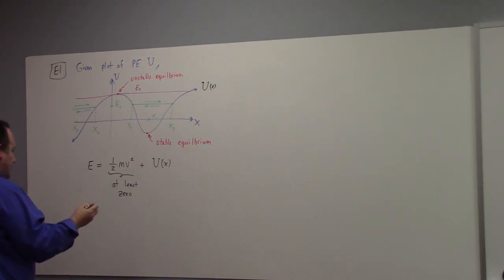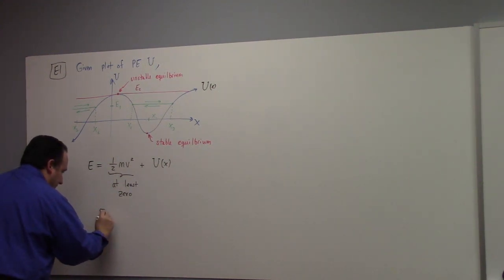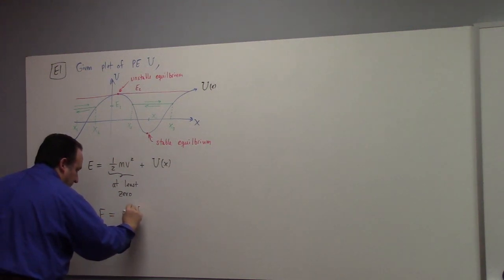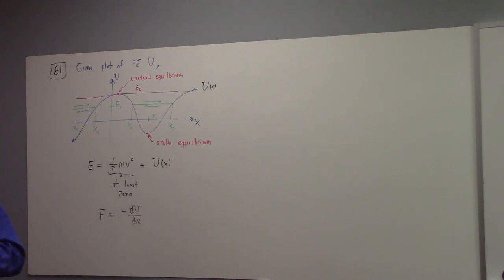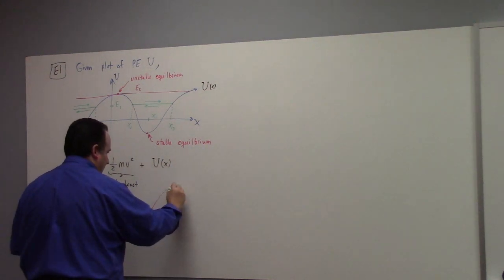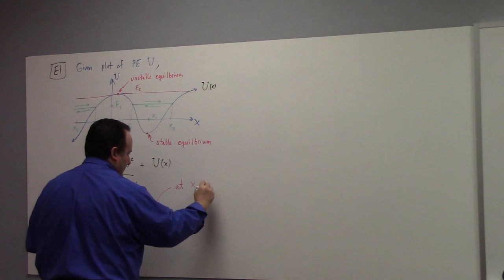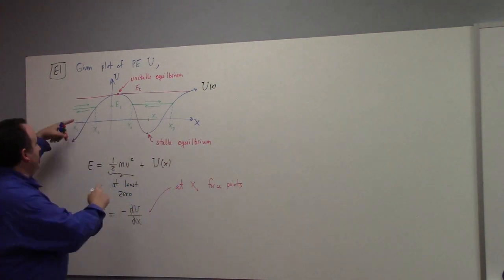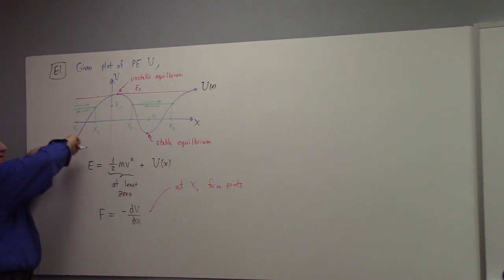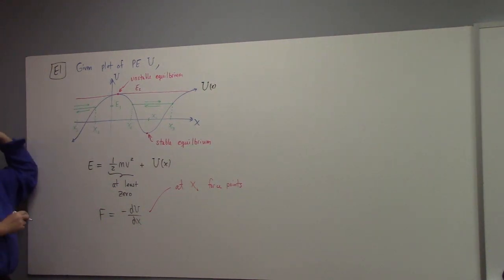So let's see, what else can I tell you? Well, remember the context here is what? The force is minus dU/dx, right? This is the force. So if you're given the potential energy diagram, can you tell me which way the force is pointing at a given point? So you guys tell me. At x6 on my picture, which direction does the force point? Here's x6. Here's a plot of U.